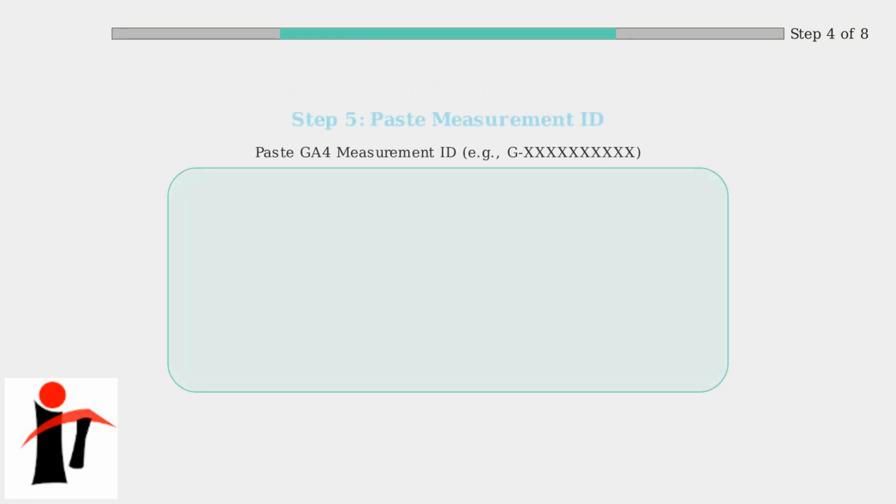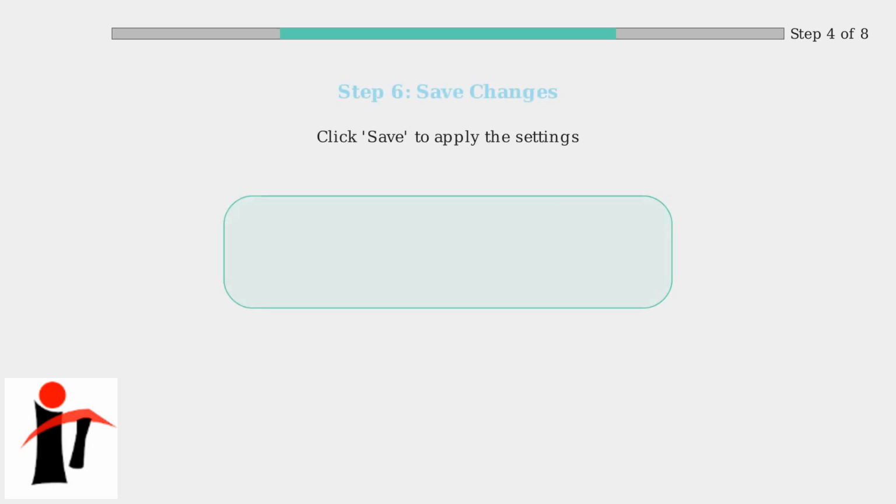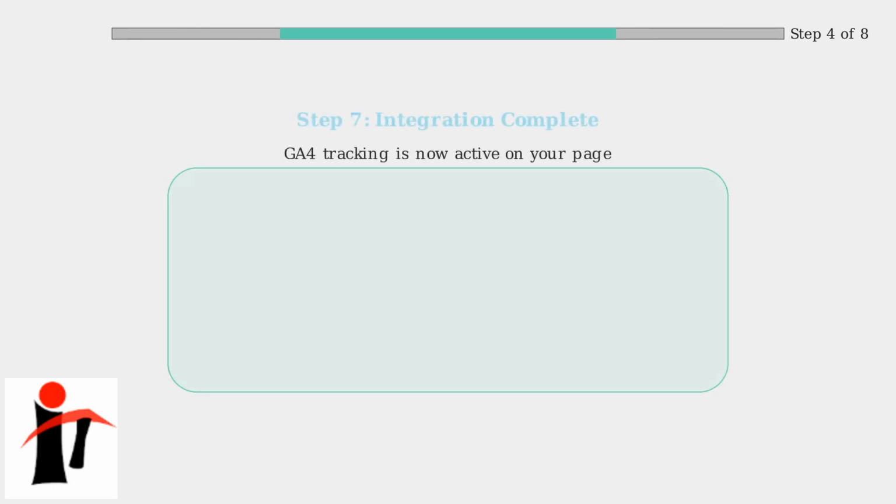Paste your GA4 measurement ID into the provided field. This ID should start with G and was obtained from your Google Analytics account. After pasting the ID, save your changes by clicking the Save button. Once saved, Beacons.ai will automatically integrate GA4 tracking into your bio page. You can verify the connection by checking your GA4 property for incoming data.